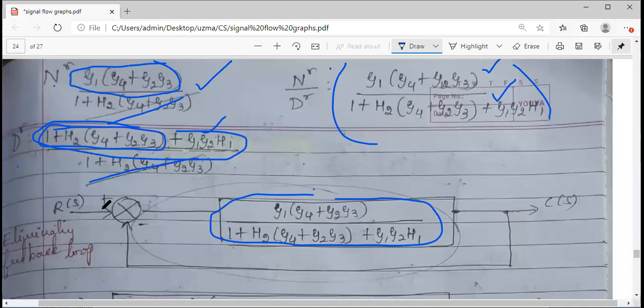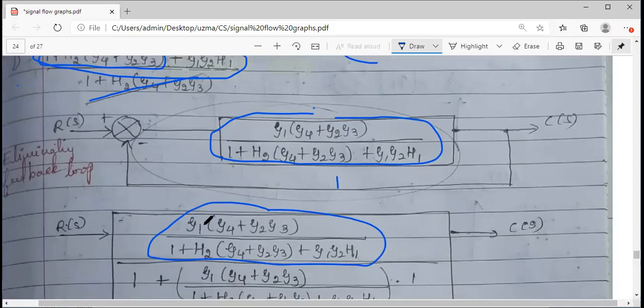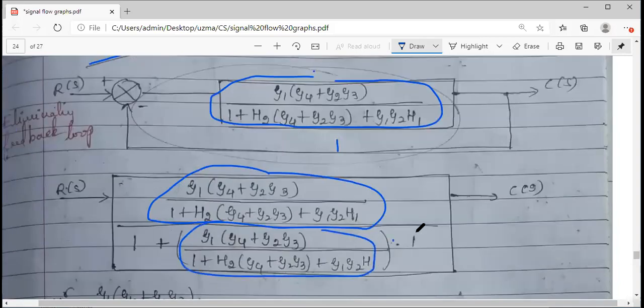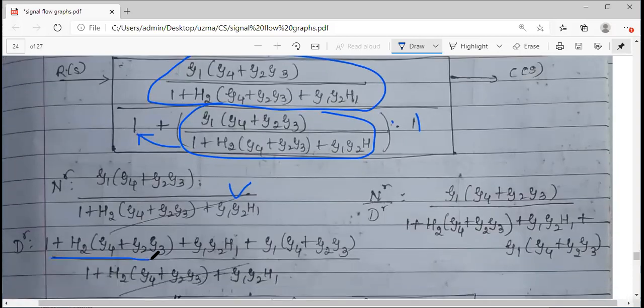Last one, I have to apply one more elimination of the feedback loop. One more rule I have to apply. So this is your x and this is your 1. X divided by 1 plus x. This is your x divided by 1 plus x into 1. Again, further, you can reduce this, numerator as it is. I have written here. Denominator, take the LCM, cross multiply this with this.